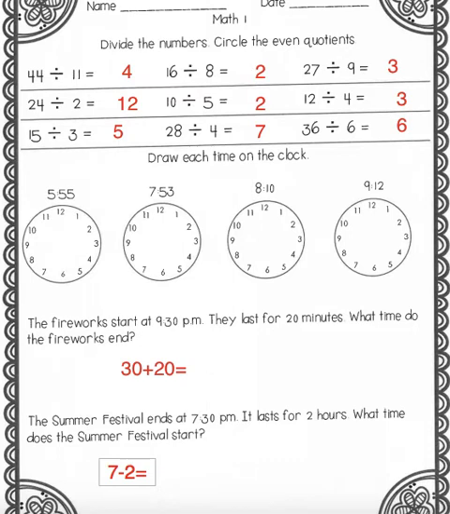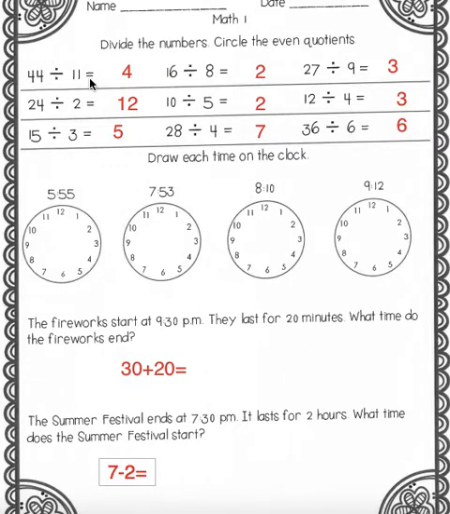Going over page 9 in your math packet. So the first part here, it wanted us to divide the numbers. So I did that for you already. So 44 divided by 11 equals 4. So again, when we're dividing, we're just thinking about how many times this number goes into this number.